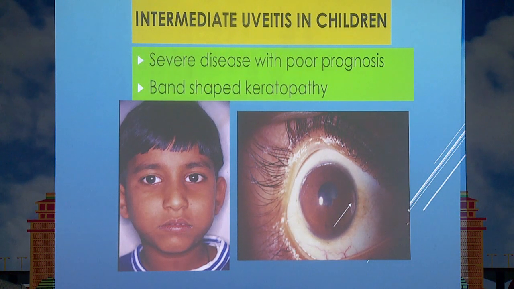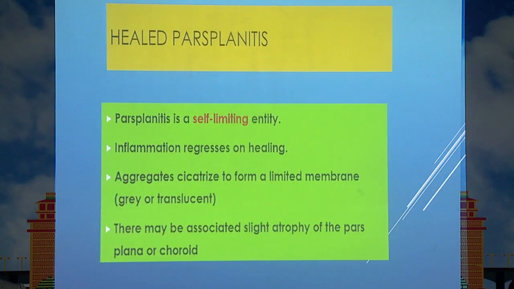In children, intermediate uveitis is severe and the prognosis is poor. Sometimes these children present with band-shaped keratopathy. Pars planitis, however, is a self-limiting entity. The inflammation regresses on healing. The aggregates cicatrize to form a limited membrane which is grey or translucent in color and usually remains undisturbed in the eyes. There may be associated slight atrophy of the pars plana and the choroid in the later stages of the disease.